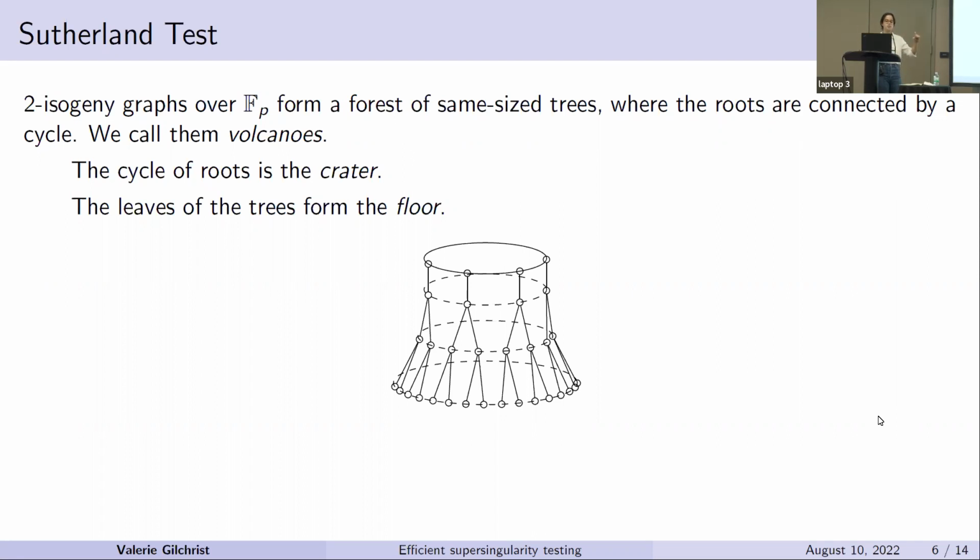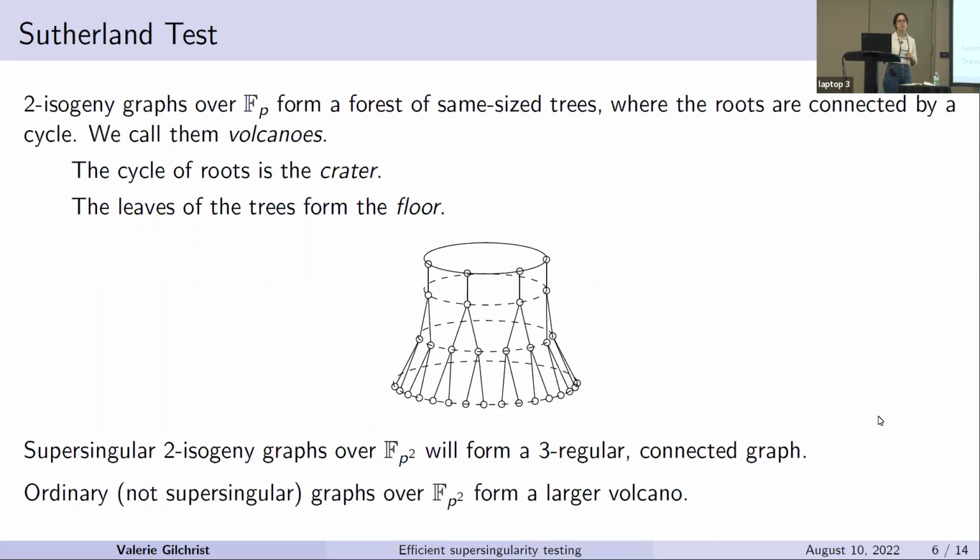And so because all the trees are the same size, we also get this idea of height of the volcano. So you can see those dashed ellipses. These are each a level in the volcano. And so we can also put maximum bounds on heights of different types of volcanoes. Now where this gets interesting is when we look at the curves as defined over F_p squared. Supersingular curve isogeny graphs are actually going to lose the volcano structure, and they're going to be 3-regular connected graphs. Whereas ordinary curves, so most curves, their isogeny graph structure over F_p squared just becomes a bigger volcano, so it just continues down. Okay?